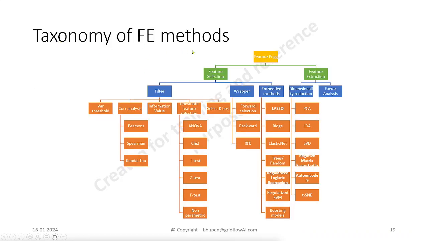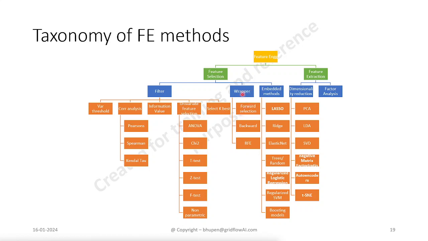Let's take a look at the taxonomy of the feature engineering methods that we will go through. Let me highlight some of these here. I'm going to first focus on the filter methods: variance threshold, correlation analysis, information value, univariate feature selection. All of them are listed here. We will go through ANOVA, chi-square, t-test, and also some of the non-parametric methods.